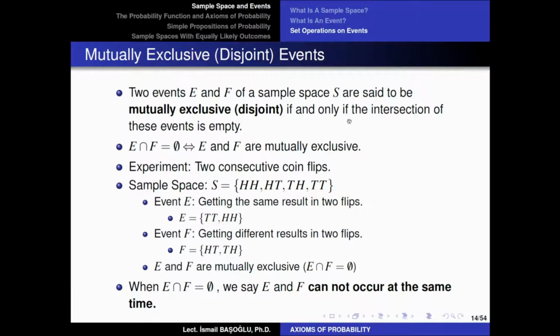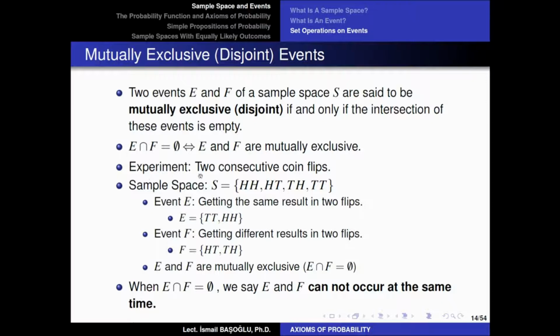So "if and only if" means that this is a definition, okay? The definition of mutual exclusiveness for two events is the fact that their intersection is empty. So in the same sample space, if you define two events, E and F, the intersection of which is empty, you say they are mutually exclusive, or they are disjoint. They do not have any common elements. And mutual exclusiveness means they cannot occur at the same time. Either one of them can occur or none of them can occur, but both of them cannot occur because these are mutually exclusive.